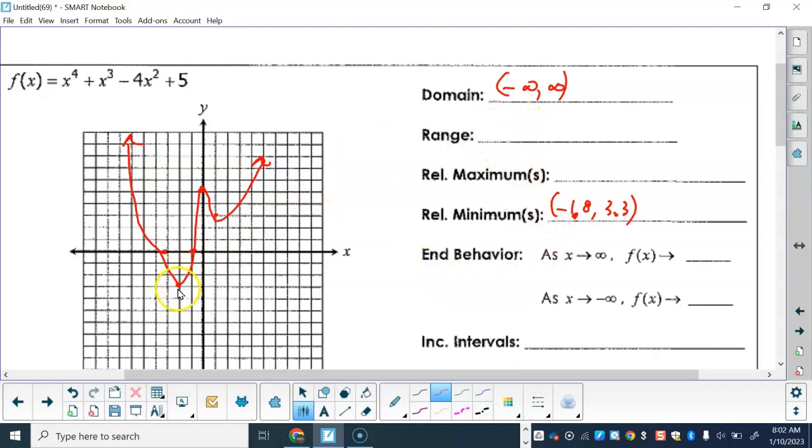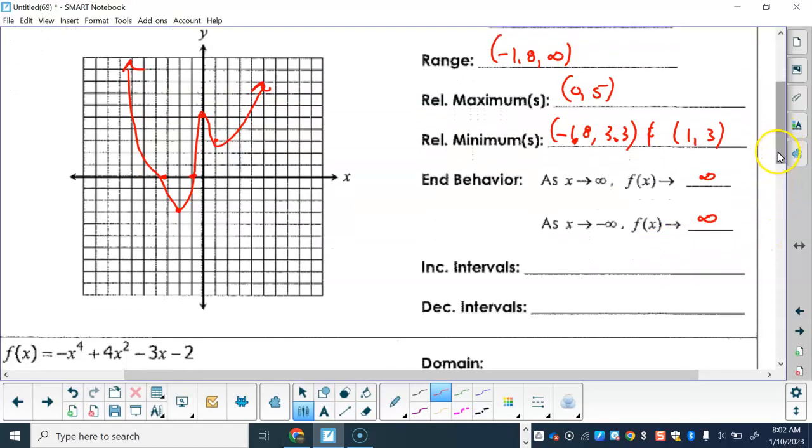Now you can see that the range is down here at the bottom of this relative minimum. So we're going from negative 1.8 to infinity for our range. We have only one relative maximum here, at 0, 5. And then we have another relative minimum over here at 1, 3. For end behavior, since it is a positive function, the right side goes to infinity, and since it's even, the left side goes to infinity.